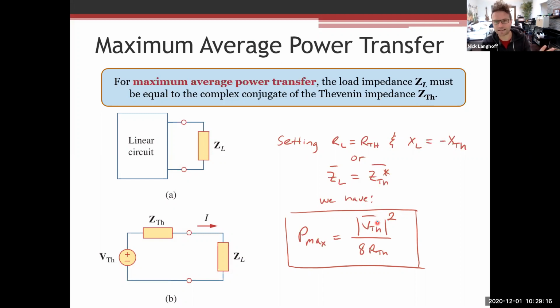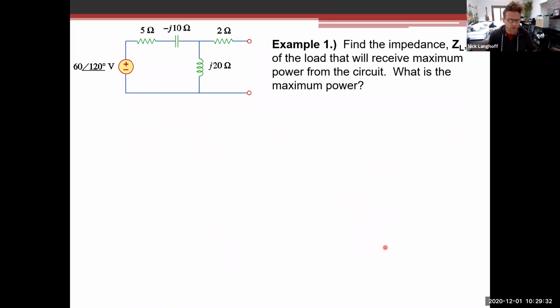You can't find, like, the DC value or something. You need the magnitude of the phasor V Thevenin squared over 8 R Thevenin. And shortly we'll get to some example problems that go through this. In fact, by shortly, I mean right now.